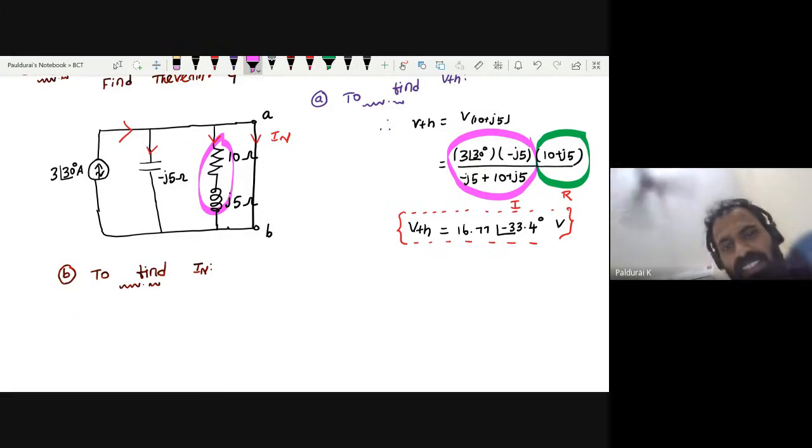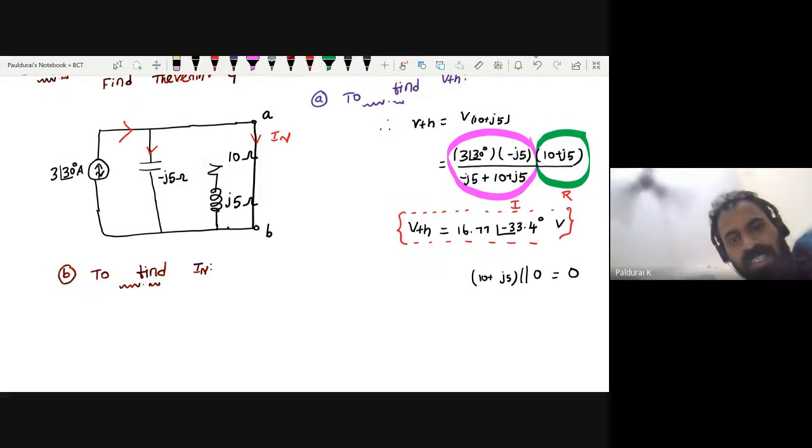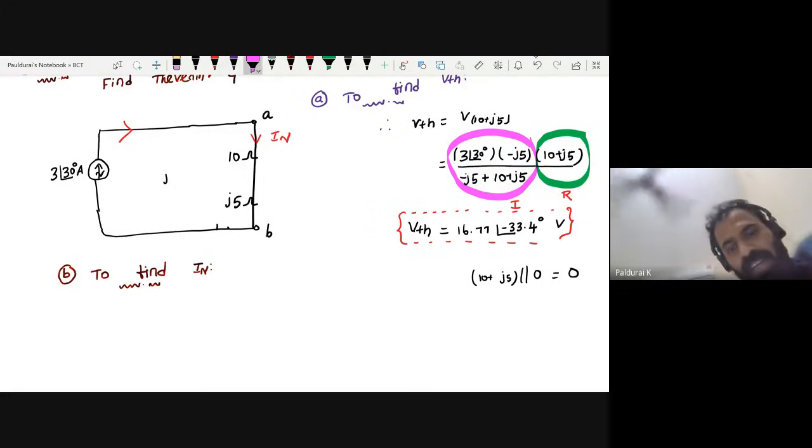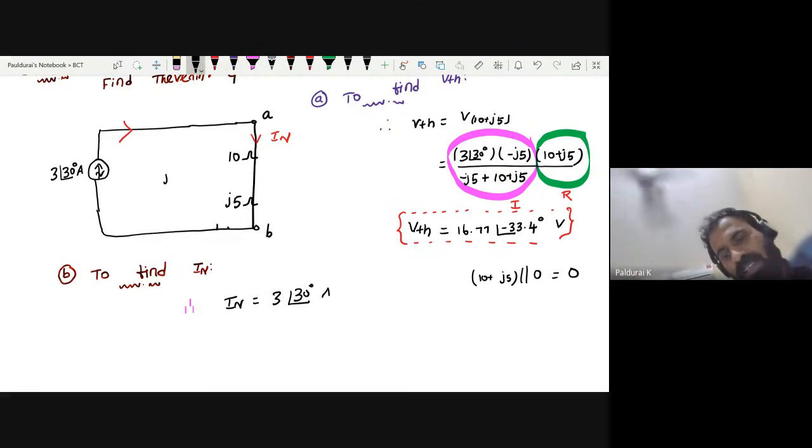No current will flow. This is actually 10 plus J5 parallel with 0. So what is the equivalent? 0. Or as he said, no current. So now what will happen to this one? This is also parallel with 0. Therefore, what is my IN? Very simple. IN equal to 3 at an angle of 30 degree. Please let me know in terms of rectangular.